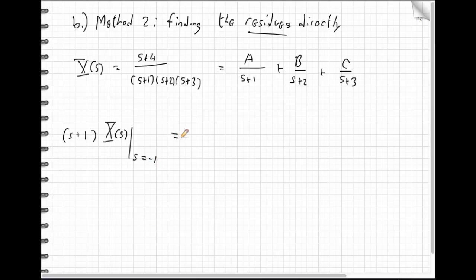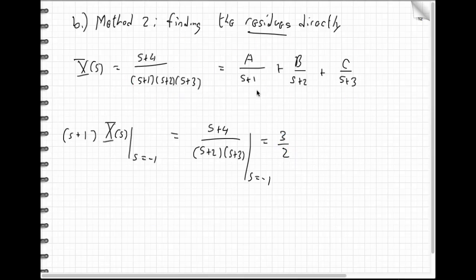Now, if I multiply by s plus 1, I think you'd agree that this side is going to be s plus 4 all over s plus 2 times s plus 3, and I'm going to evaluate it at s equals minus 1. If I put in minus 1, I get 3, 1, and 2, so that is equal to 3 over 2.